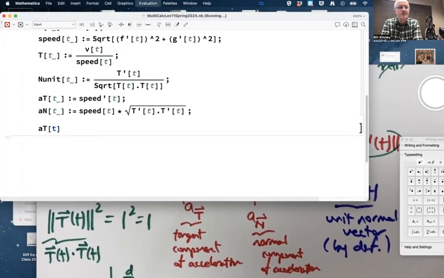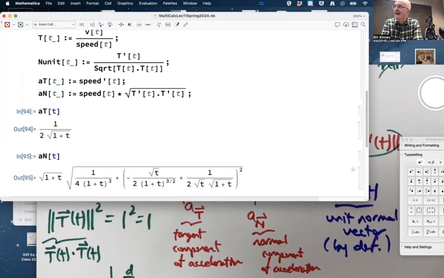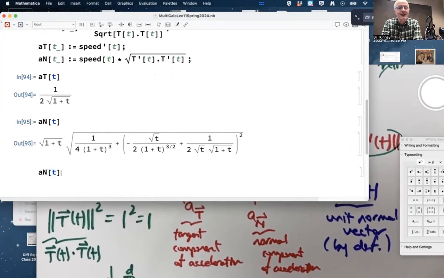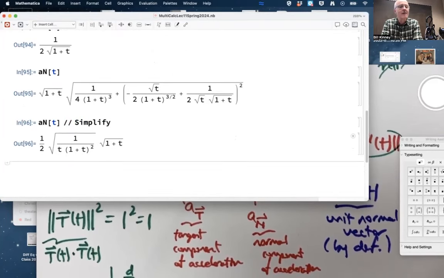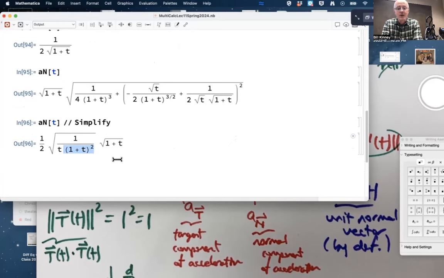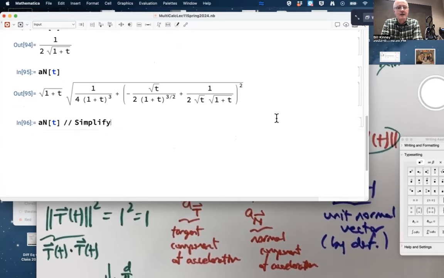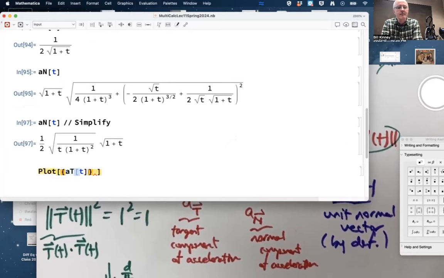What's a t of t? There's its formula. What's a n of t? There's its formula, kind of complicated. I simplify it somewhat. And actually, it could be simplified more because here I'd have a square root of 1 plus t squared that could probably cancel with this one. But anyway, it might be handy plotting both of these functions. That might be informative.